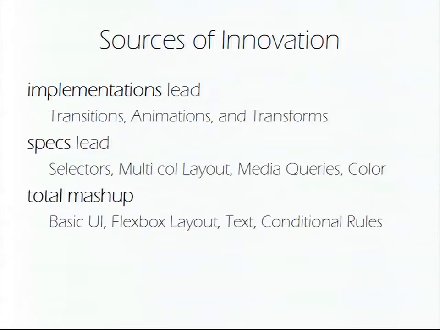If you look at a module level, transitions, animations, and transforms came from Apple. They implemented it, and then they proposed it to the working group. But selectors, multi-column layout, media queries, and CSS3 Color, which does RGBA and opacity, those were all spec'd out first, and the implementations came much, much later. But most of our specs are really a total mashup, where somebody proposed something, somebody implemented it, there was feedback, and then it just cycles through.